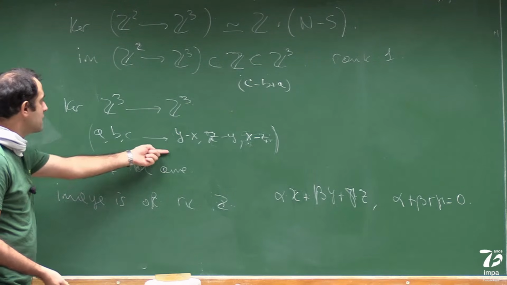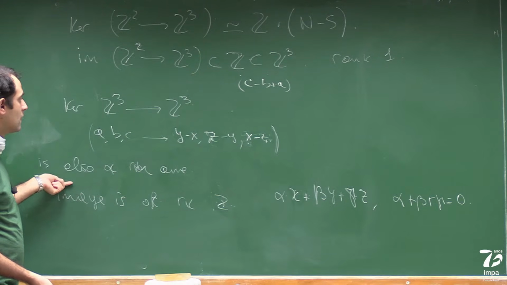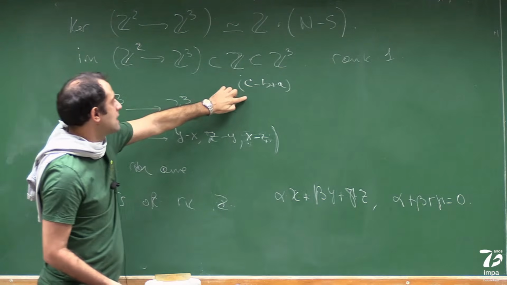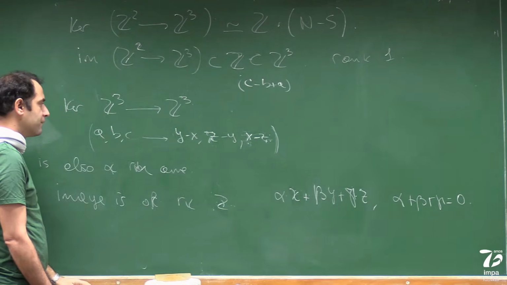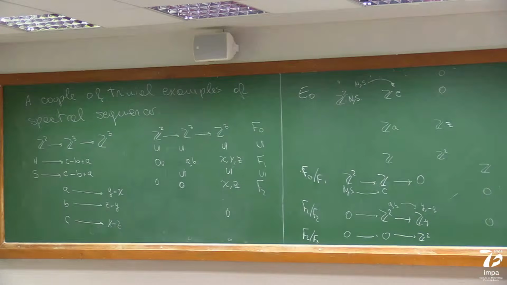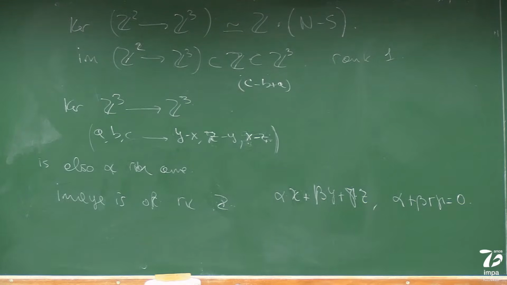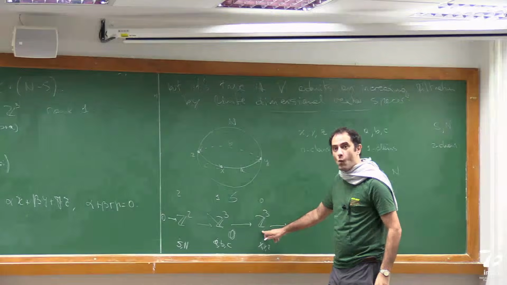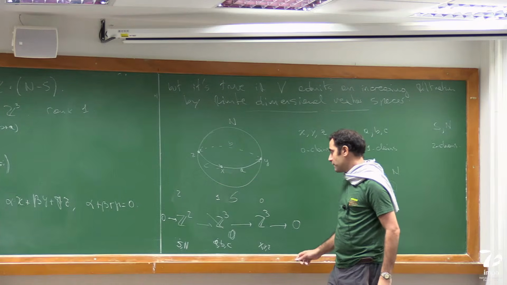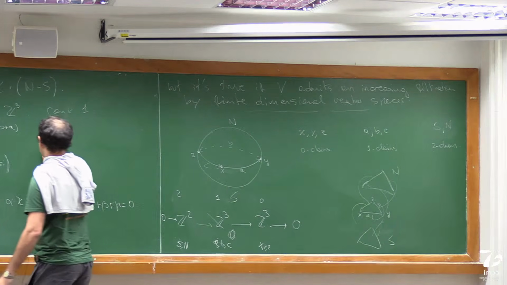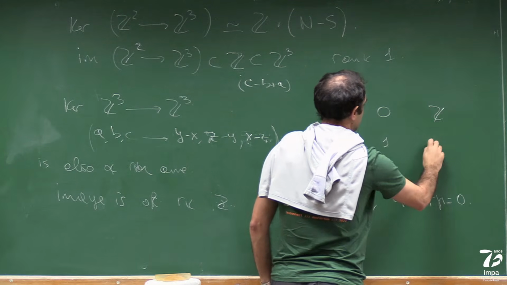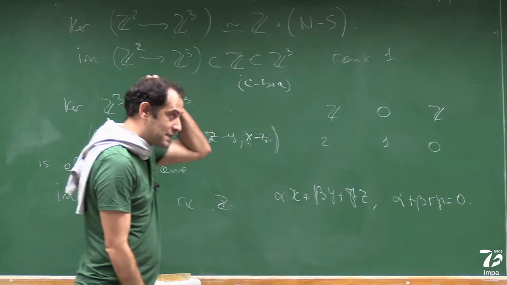So if the image of this map is of rank 2, the kernel is of rank 1. That means that the kernel is equal to the image of this one. They're both free. You check that this is a generator of the kernel. So that means that the homology of this complex is 0 in this degree. And the homology is 1 in this degree, because it's a Z3 divided by the rank 2 Z2 in the image. So you check that the homology is Z in degree 2, 0 in degree 1, and Z in degree 0, which is what it has to be for S2.